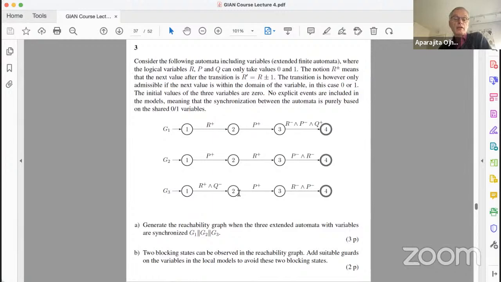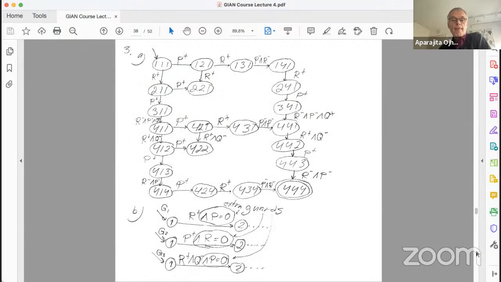You could also relate to the states here, if you like, but it's easier to relate to the variables in this case. Okay, by adding these extra guards, we have simply solved the problem. And that shows how useful it is to use these guards also in the implementation of your control function.